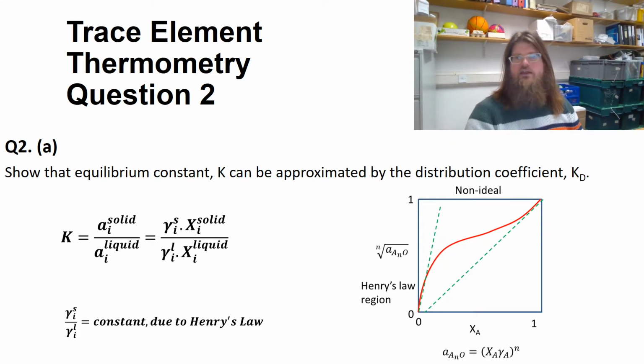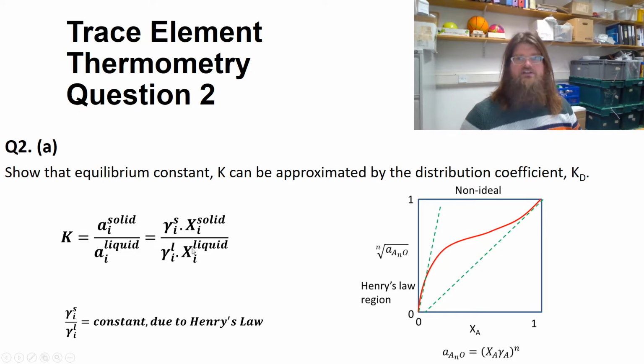So the equation over here on the left is the equation for the equilibrium constant. This is telling us something about the relative internal energies of the system. It's telling us about the activity of the solid, the activity of the liquid, and the ratio of those tells us about the state of equilibrium, whether the element will substitute or not into that mineral. Now, that's not something that we can measure. The thing we can measure is the ratio of the concentrations. So that's these X things here. We can measure the concentrations.